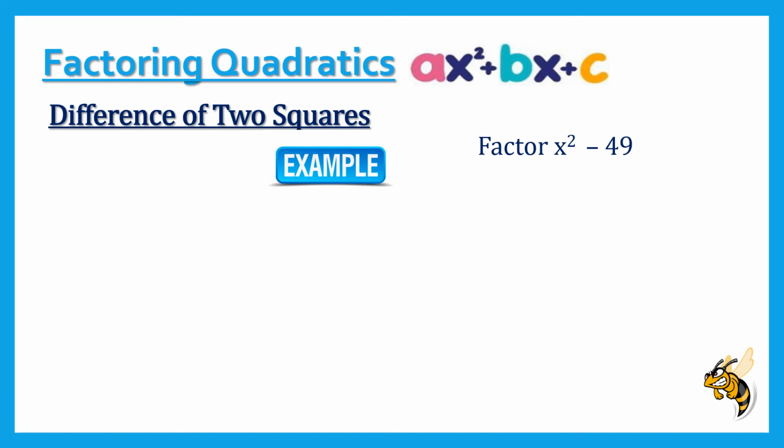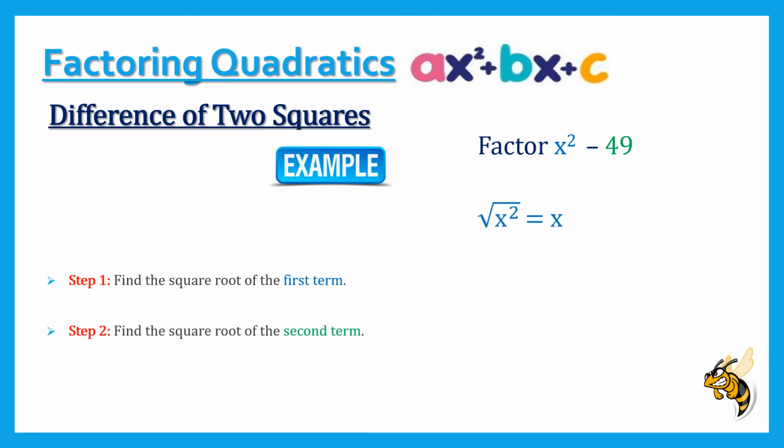Example, factor x squared minus 49. First, I need to find the square root of the first term, and my first term is x squared. So the square root of x squared is equal to x. Second, I need to find the square root of the second term. So the square root of 49 is equal to 7.